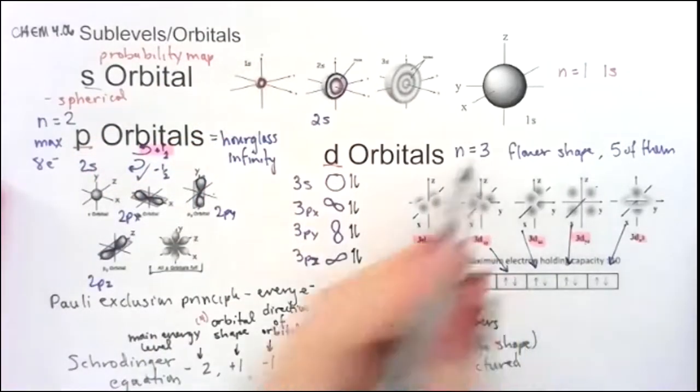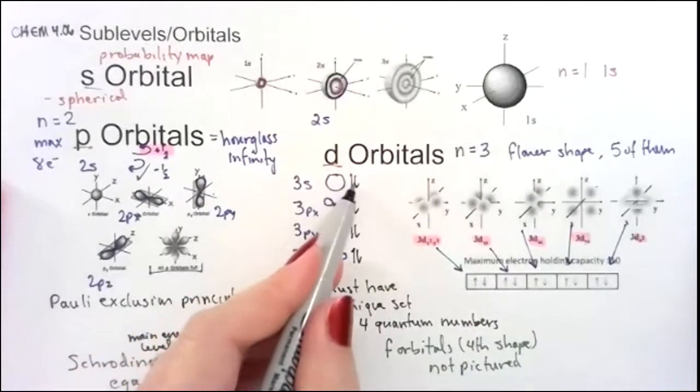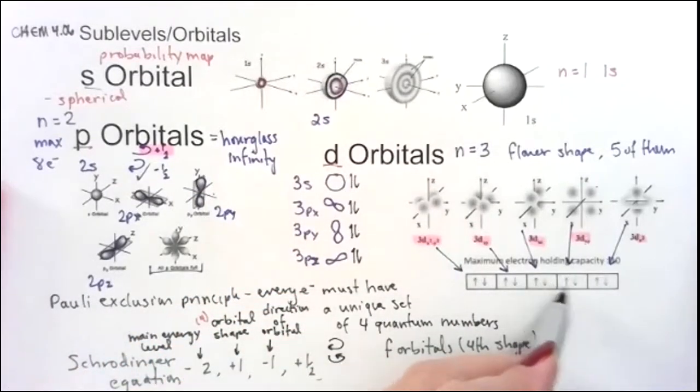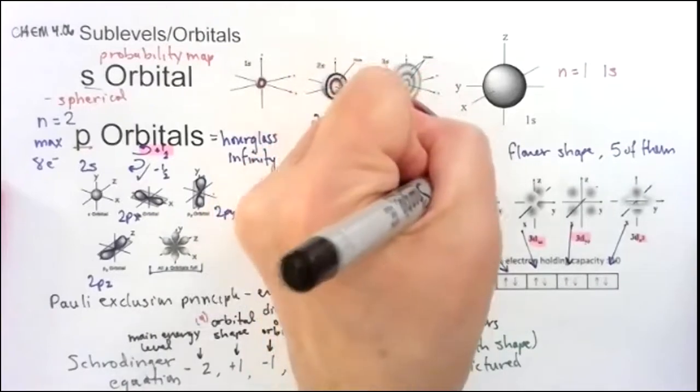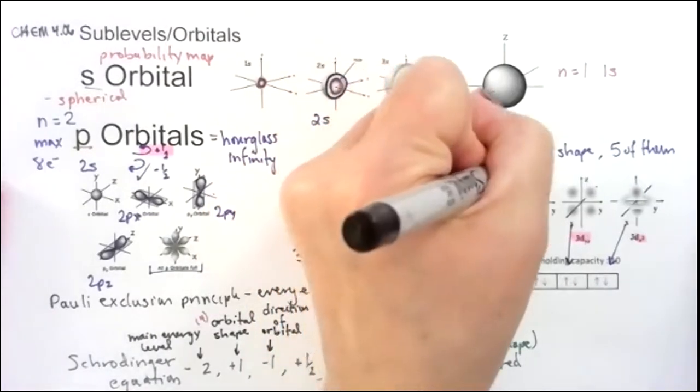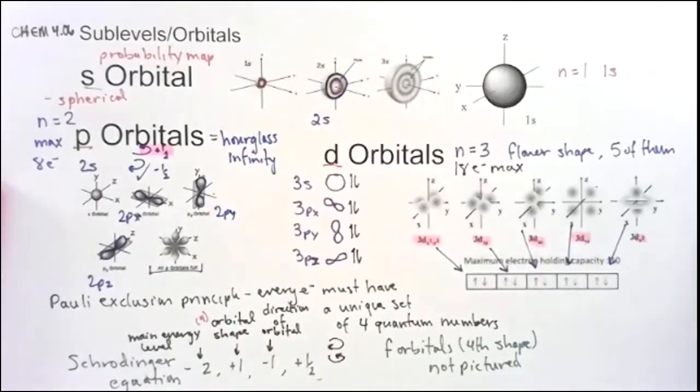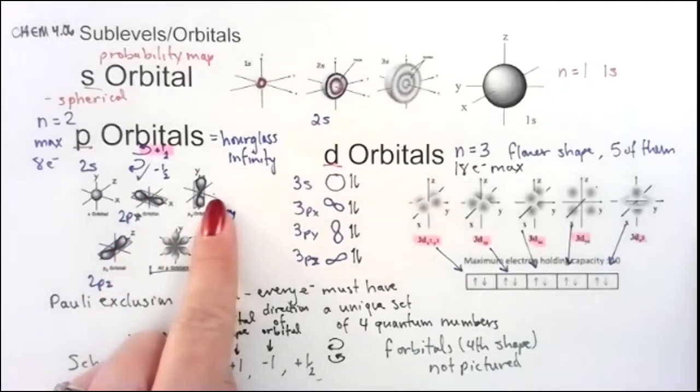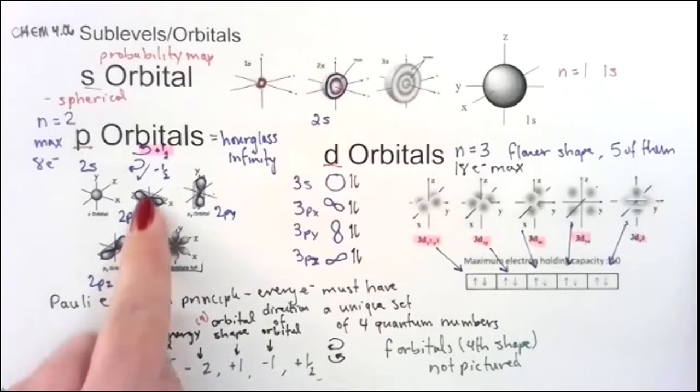So if n equals 3, what's my total number of electrons? I can do 2, 4, 6, 8, 10, 12, 14, 16, 18. 18 electrons maximum. And you have to be able to answer questions like that. So if we say, how many electrons can n equal 2 hold? That would be 8. If I say, how many electrons can the p orbitals in n equal 2 hold? Well, there's 3 p orbitals in n equals 2. So that's 2, 4, 6.